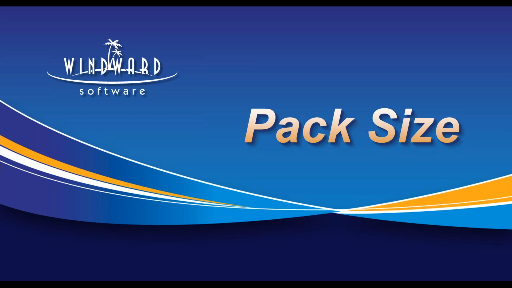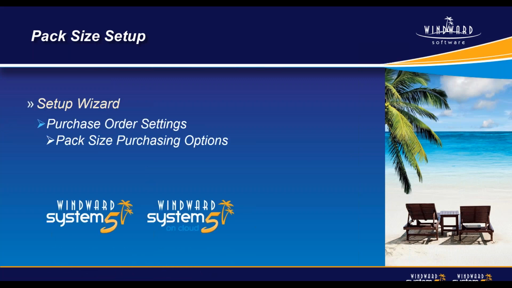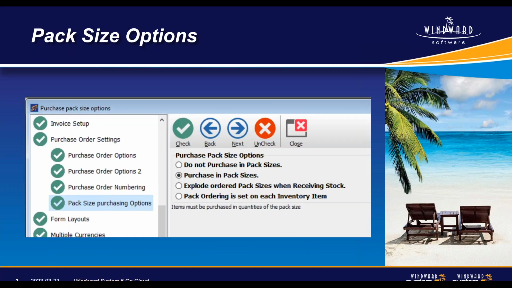So the very first thing that we need to know is how to set it up. The pack size setup can be found if you go to your menu or navigator, go to setup tools, setup wizard, and then you have purchase order settings. Under purchase order settings, you should see pack size purchasing options. So this will be your options when you go to your setup wizard.